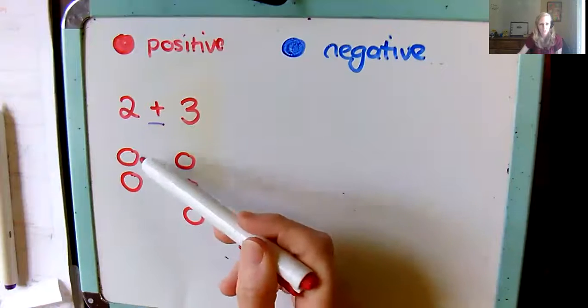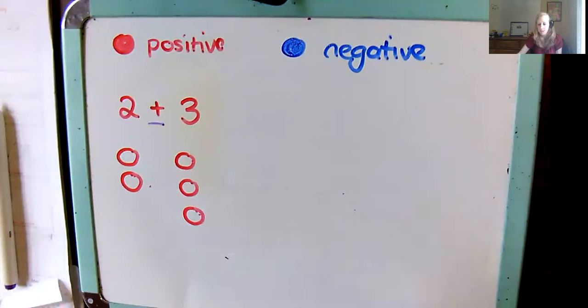Count up your red circles. 1, 2, 3, 4, 5. So your answer would be 5 red circles. And if we're doing real math, positive 5.